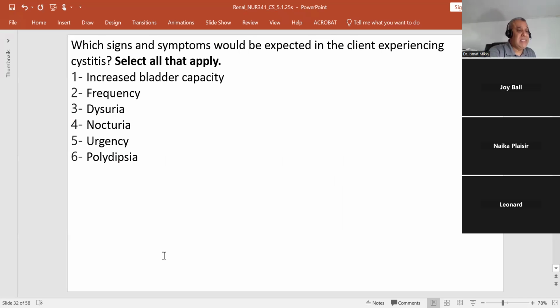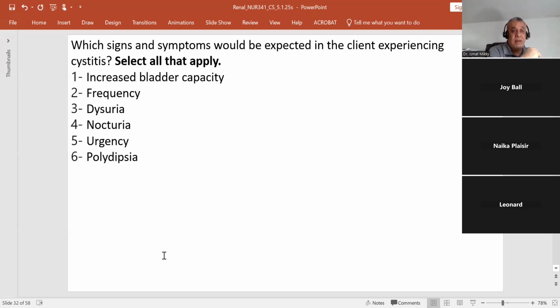So what is significant about the development of proteinuria, and then now we are going to the signs and symptoms that would be expected in patients with cystitis. In other words, I believe that you learn about this also in Adult Health 1, the cardinal signs, like common signs, classic signs of UTI, especially in this case cystitis.